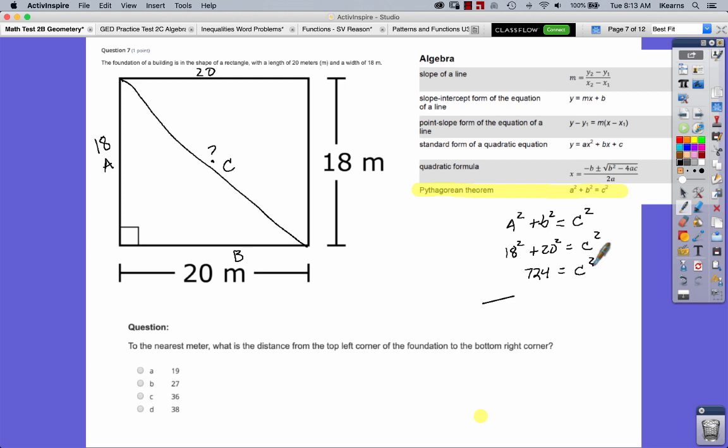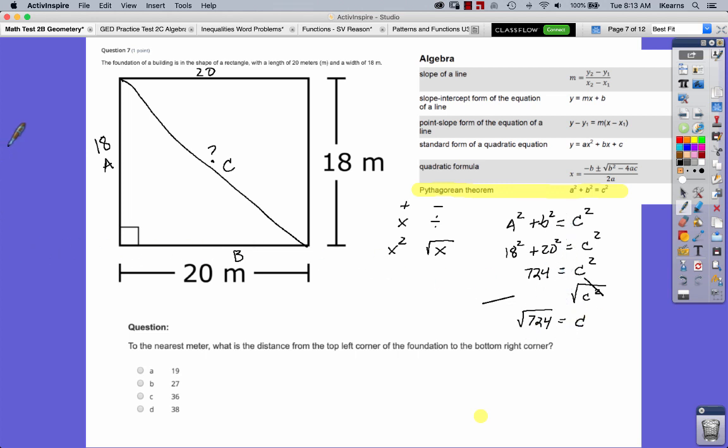So how do we solve for just c? Well, the inverse operation of squaring is going to be taking the square root. So these are inverse operations here, just like multiplying and division or adding and subtracting are inverse operations. So if we take the square root of c squared, these will cancel out and we'll be left with just c. So on this side, we're going to take the square root of 724, and that's going to give us the length of c.